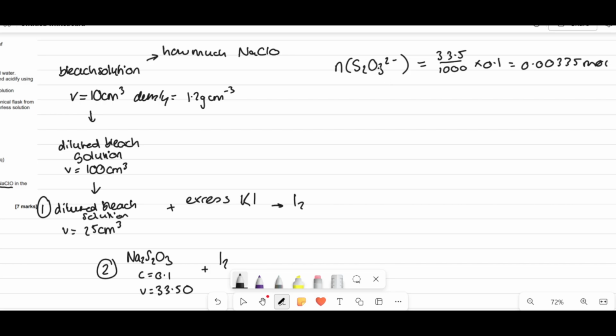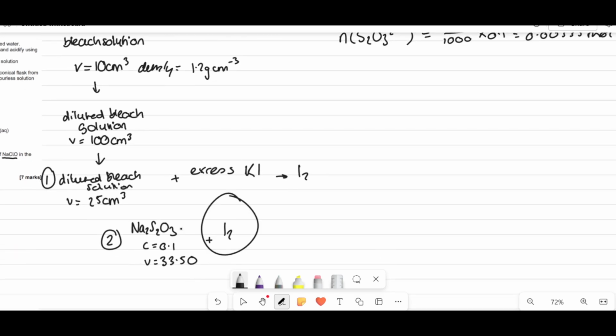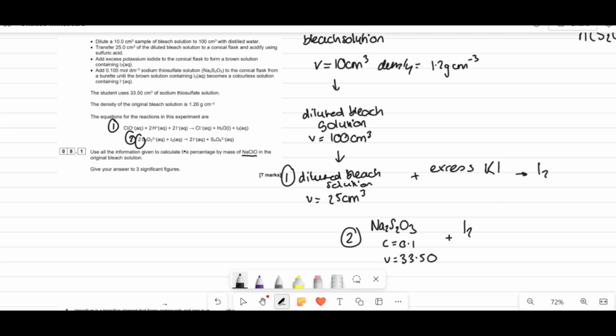Now you ask yourself, what are you going to do with this moles? Well, you can use this to find the moles of the thing that it directly reacts with, which is what we've very nicely written here as I2. We go back to our equation here, we can see there's a 2 and there's a 1 here.